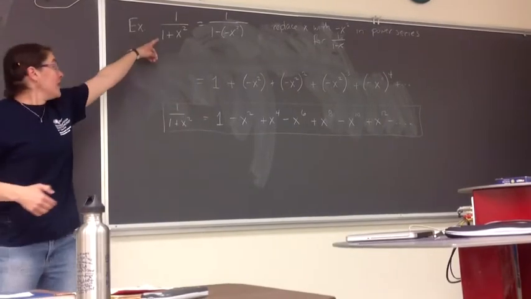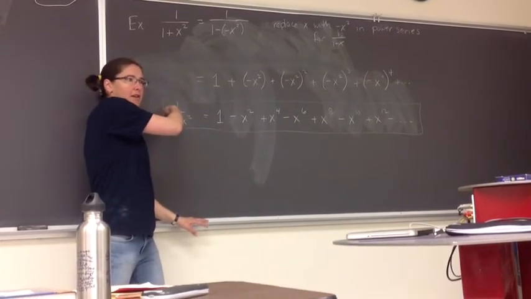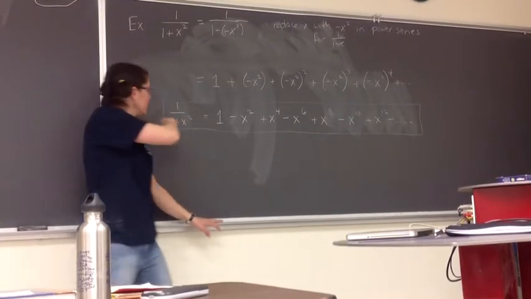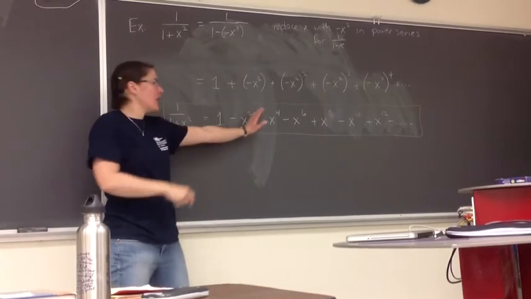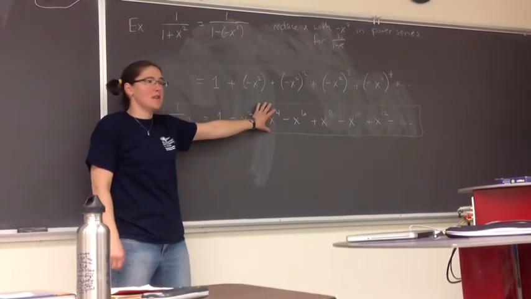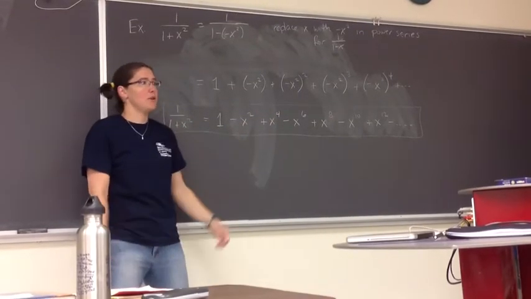So now I've got an entirely new function written out as a power series. Now, this is not an overly complicated function. However, if I wanted to approximate it, I could cut off my power series maybe after the second term and use 1 minus x squared to approximate 1 over 1 plus x squared, and that would be an okay approximation.